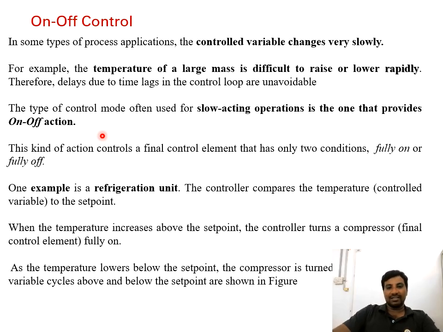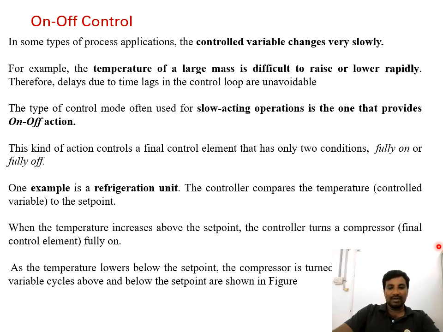So this kind of action controls the final control element that has two conditions: one is fully on, another is fully off. One example is the refrigerator unit. Here you can see the controller compares the temperature to the set point. When the temperature increases above the set point, the controller turns the compressor on, or if the temperature reduces below the set point, the compressor is turned off.